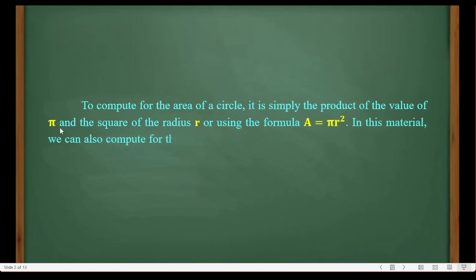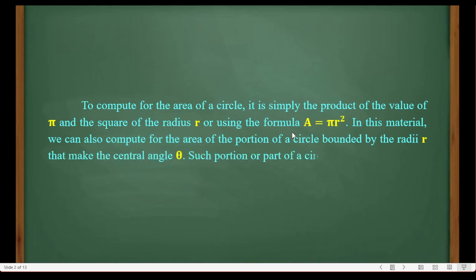To compute for the area of a circle, it is simply the product of the value of pi and the square of the radius r, or using the formula A for area equals pi r squared. In this material, we can also compute for the area of the portion of a circle bounded by the two radii that make the central angle theta. Such portion or part of a circle is called a sector.